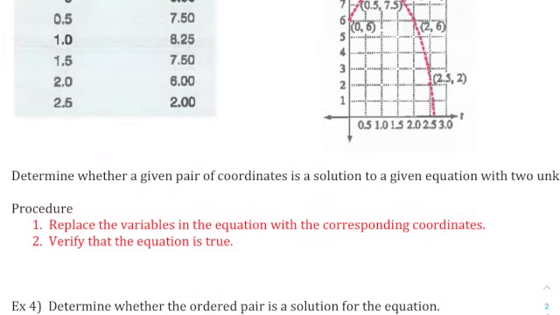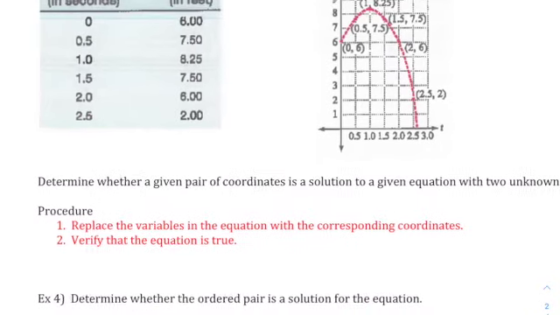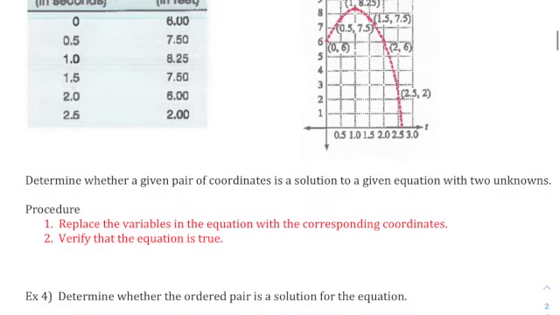All right, next thing. Determine whether a given pair of coordinates is a solution to a given equation with two unknowns. Procedure. 1. Replace the variables in the equation with the corresponding coordinates. That means just plug in the points they give you. And then verify that the equation is true. That means both sides equal each other. So let's take a look at example number 4.